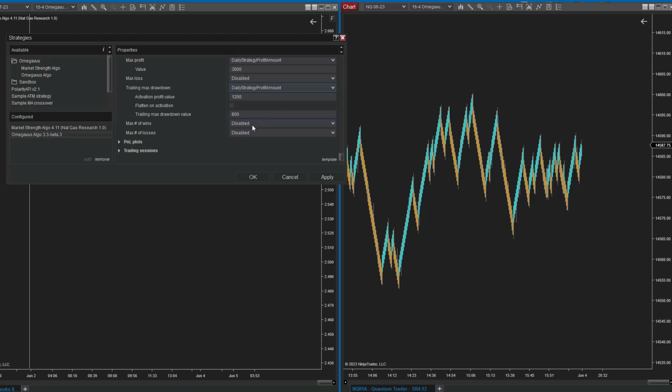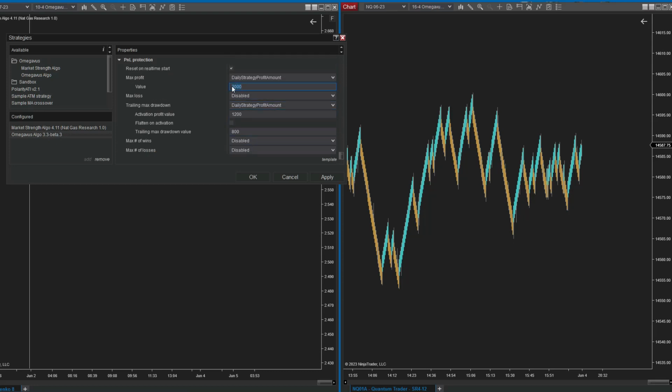So today I had it at, hey, if you give me 3 grand, give me 3 grand. I'm assuming that's the case. But on this area of the trailing max drawdown, this is what's going on. I'm telling the system in here, hey, once you hit $1,200, I do not flatten activation. Basically, if I click that, it will close the trading there. I think that's what it's going to do.